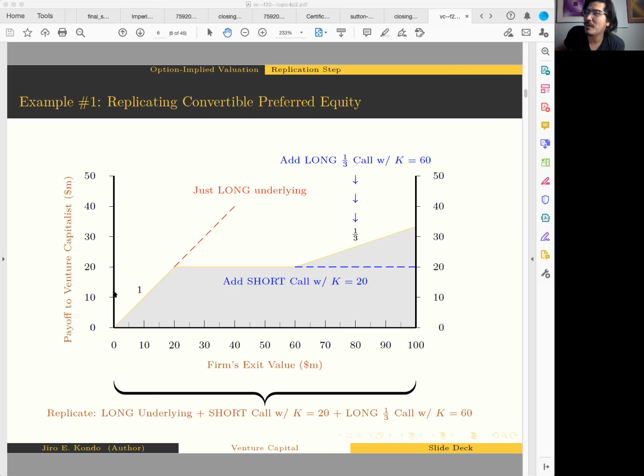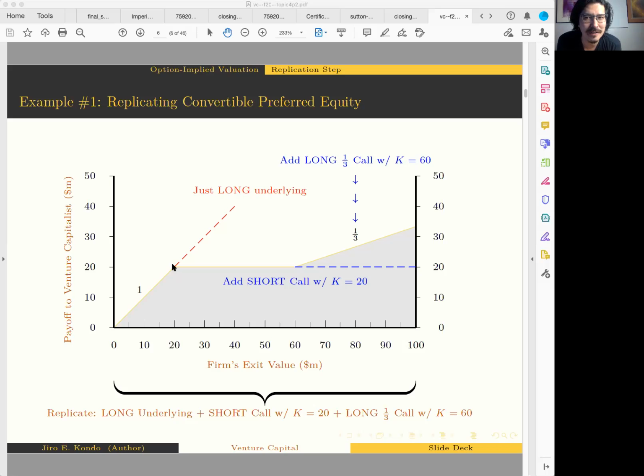I am going to replicate this payoff diagram from left to right. So I'm going to focus on matching things here first. And then as I progressively go to the right, I'm going to be focusing on making changes to my portfolio to match what happens at higher values of X. So how do I match this segment, which has a slope of 1 from 0 to 20? I can match that by just buying the startup as a whole, the first ingredient.